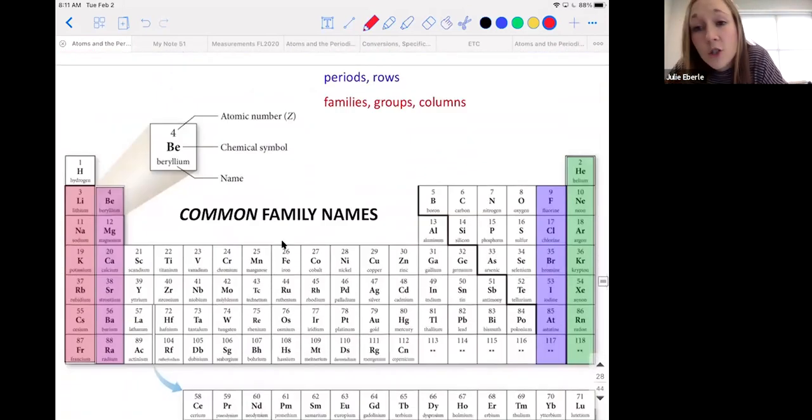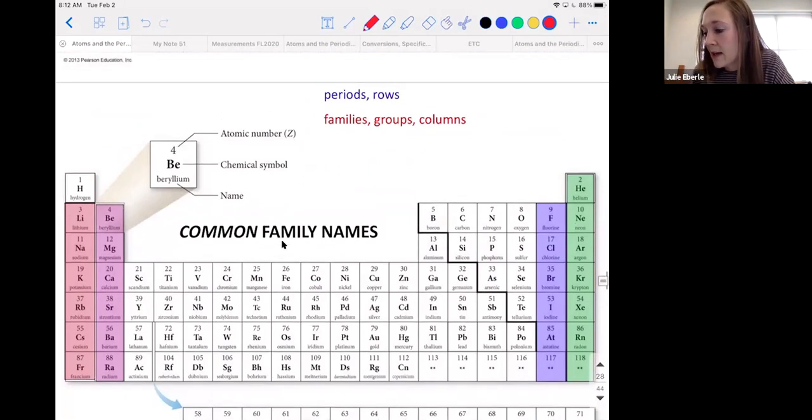Okay, moving down, certain groups have common family names. All right, certain groups have common family names, and those are highlighted here in the different colors. I'm actually going to teach you the names of these and a few different characteristics that go with these names. The other groups do not have common names. Okay, so you do not have to know names for every vertical column on the periodic table, but these 4 are very important to know, and I ask that you learn these.